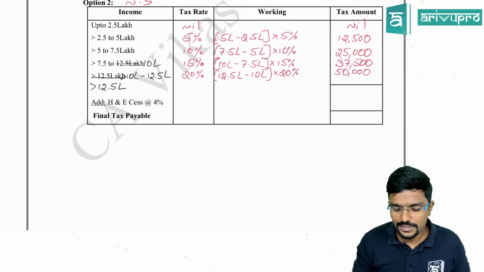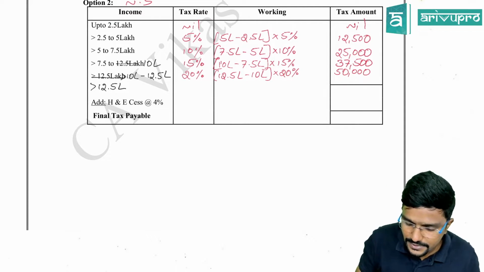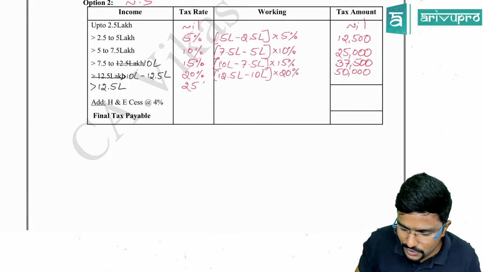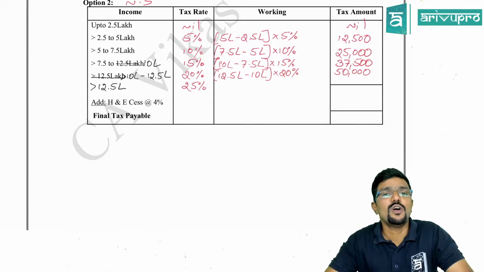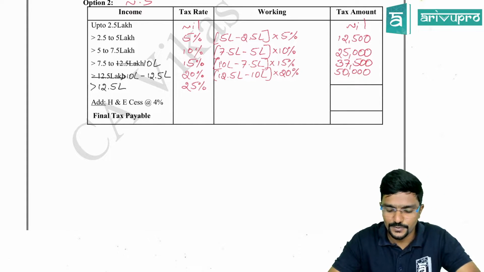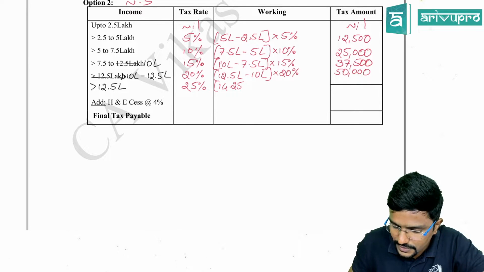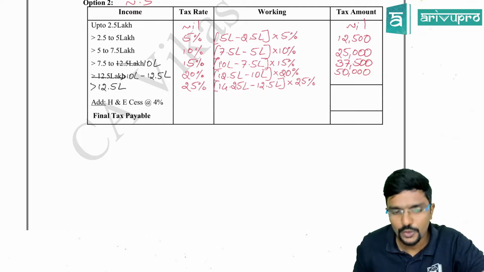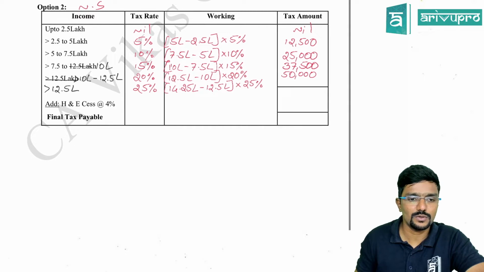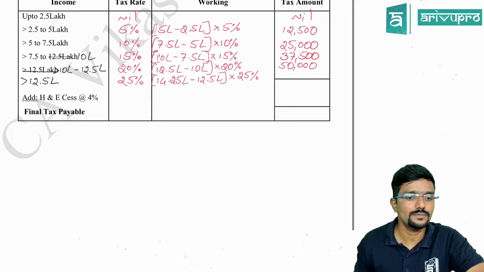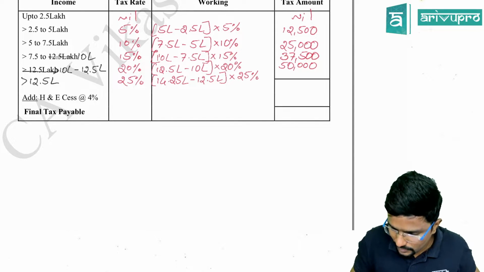Last one. More than 12.5 lakh, the tax rate is 25%. Sir, why you are stopping here? Because my total income is 14 lakh 25,000. So let me calculate the difference. 14 lakh 25,000 minus 12.5 lakh into 25%. So how much is this figure? 43,750. Hope you guys got this.